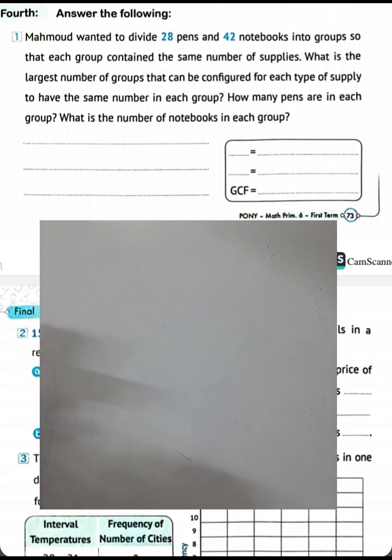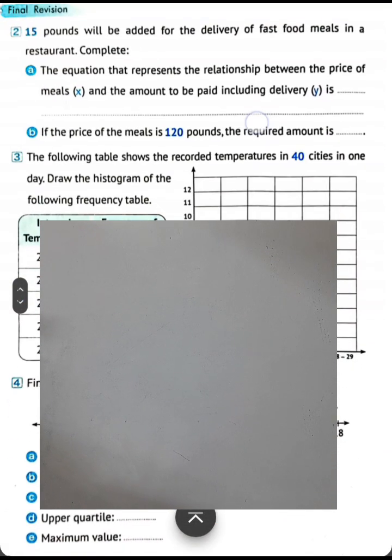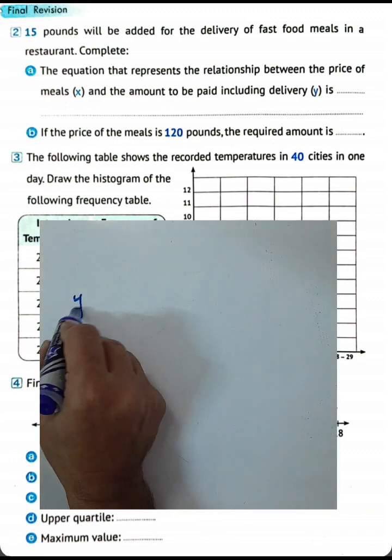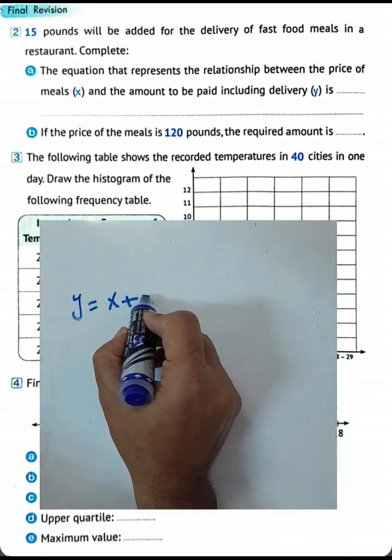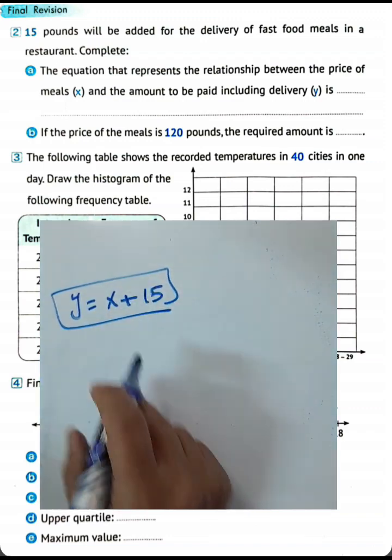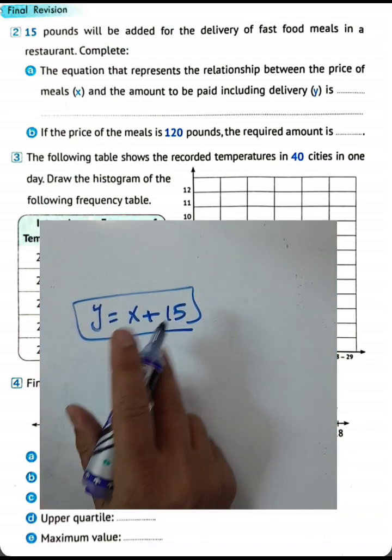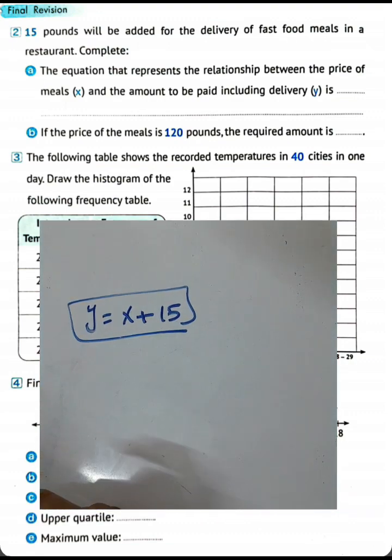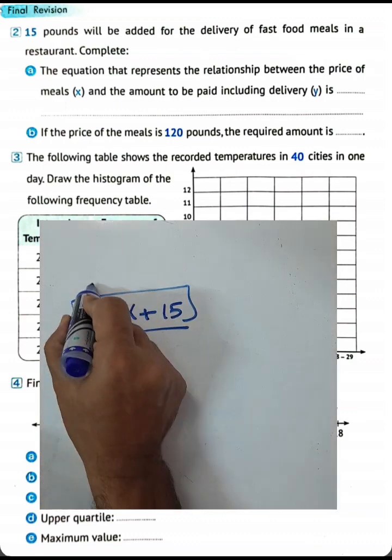Next question. Question number 2. 15 pounds will be paid for delivery of fast food meals in the restaurant. Complete the equation that represents the relationship between the price of the meals X and the amount to be paid including delivery Y. Okay, we can write Y equals X plus 15, because 15 is constant. Okay, it was letter A.